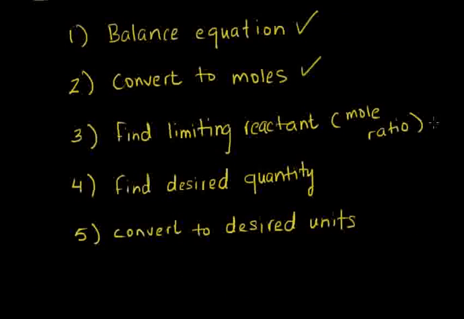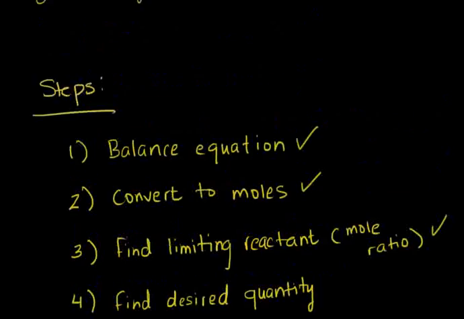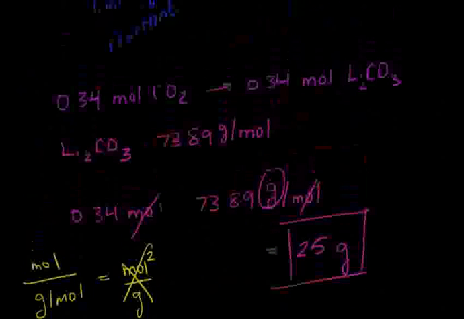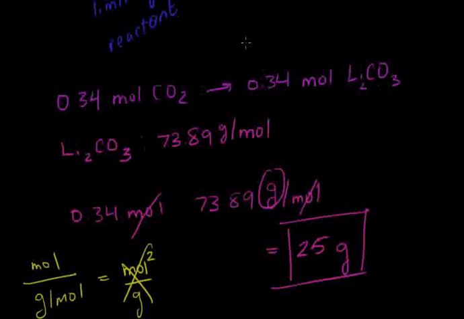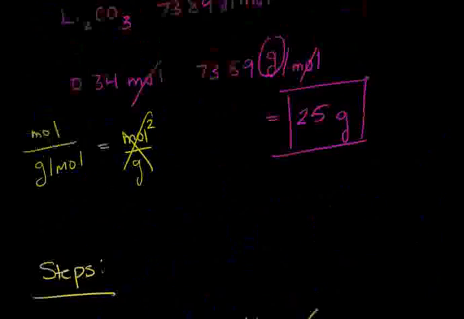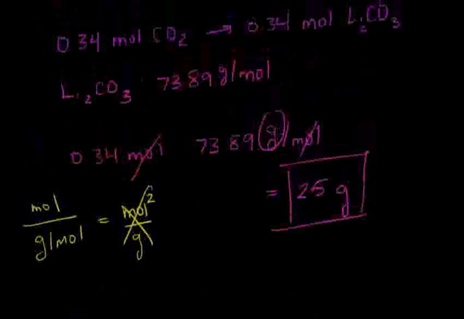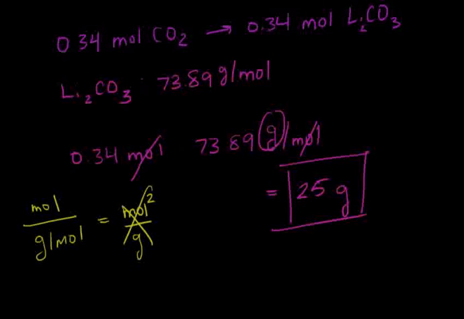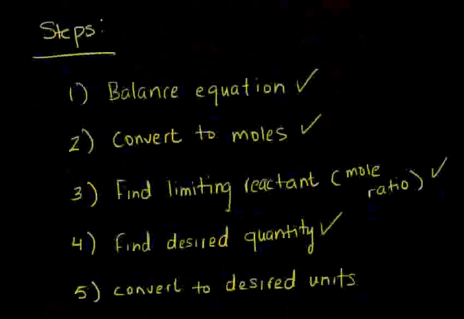So we did that. We found our desired quantity. We figured out the ratio between lithium carbonate and carbon dioxide. And we figured out the number of moles of lithium carbonate which we produce. Finally, we wanted the mass in grams of lithium carbonate, so we just converted moles of lithium carbonate to grams of lithium carbonate. And that's what you're generally going to do in any stoichiometric problem.